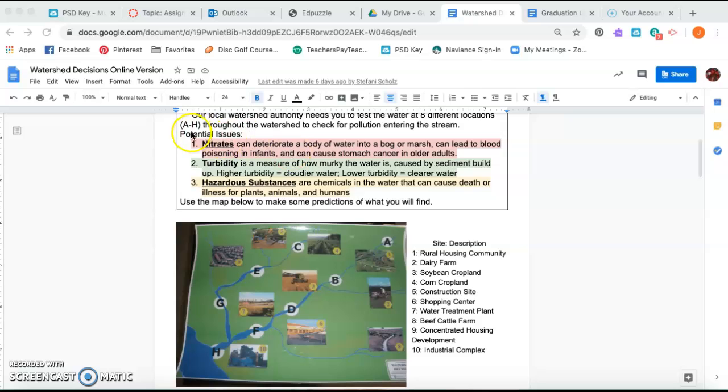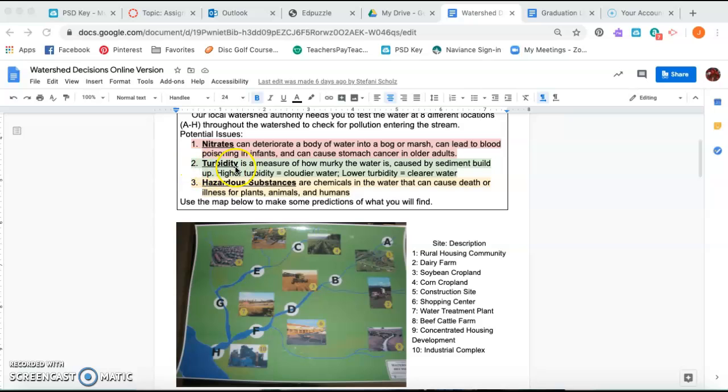Here are some potential problems that we might run into when we look at the water samples from those locations on the stream. The first problem we might run into is nitrates. Nitrates can deteriorate a body of water into a bog or a marsh. It can lead to blood poisoning in infants and can cause stomach cancer in older adults.